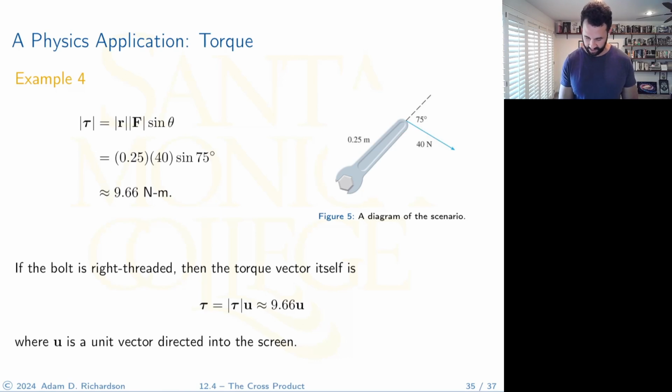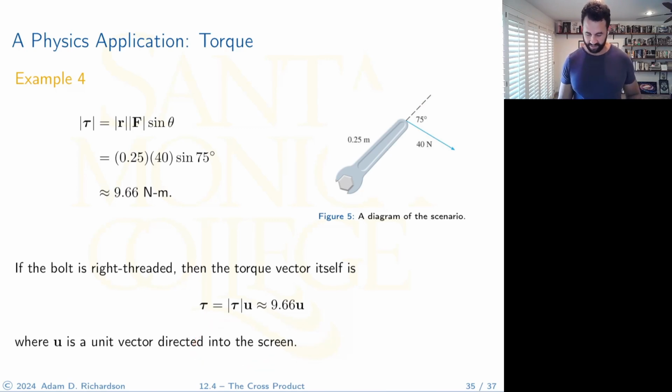Hold on, I just lost my train of thought here. Oh, yeah, because it's going in, right? We want it to go in, so we're going to pick this one. So here we're basically taking this direction. We did r cross F. I was trying to think of the right hand rule, because if the bolt is right threaded, then it's going to go in, so into the screen.